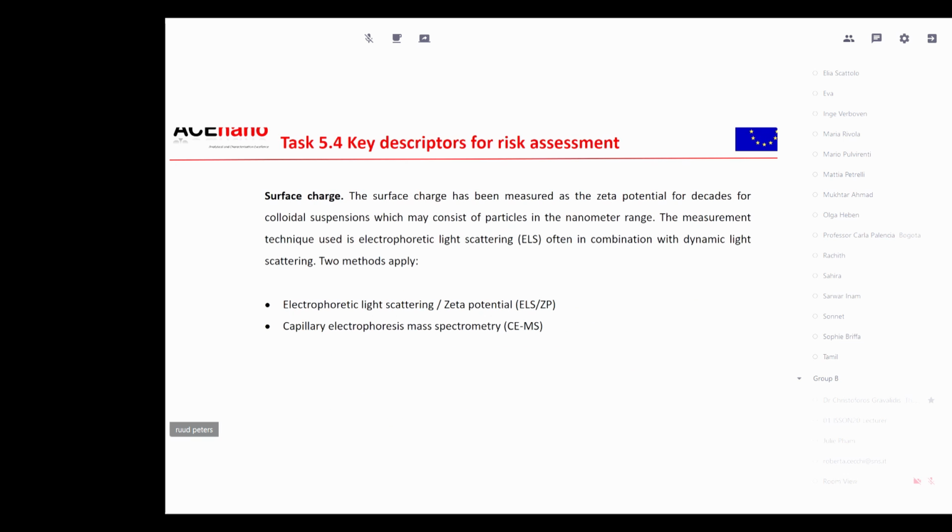Last one of the key descriptors for risk assessment is the surface charge, and the surface charge has been measured as a zeta potential for decades for colloidal suspensions, which may consist of particles in the nanometer range. And the measurement technique is electrophoretic light scattering, which is often combined with dynamic light scattering. So if you have a DLS instrument, you can probably also determine the zeta potential with it. And so here we have two methods which could be used to determine surface charge. That's electrophoretic light scattering, and that is capillary electrophoresis combined with mass spectrometry.